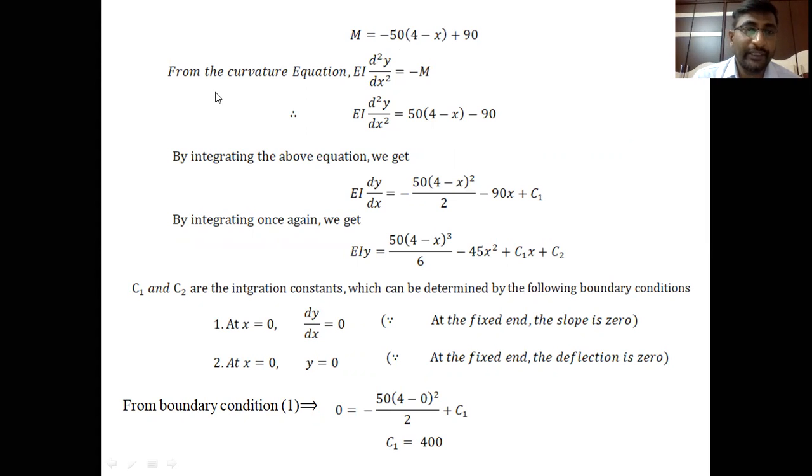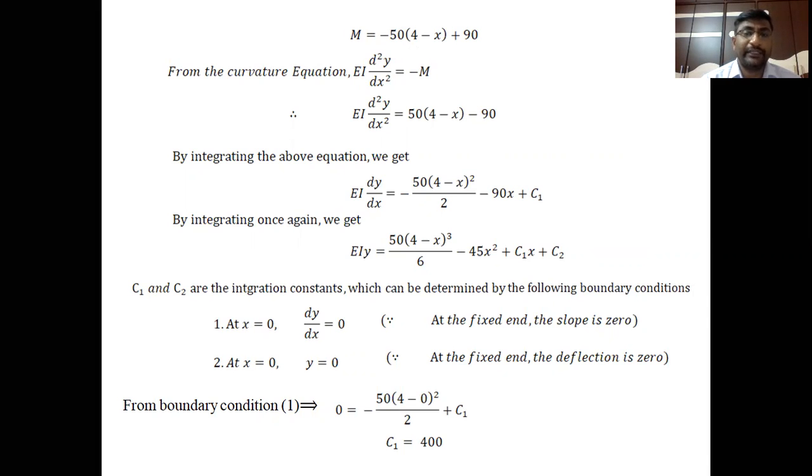Okay, clear students? So from the curvature equation, what is the curvature equation? EI d square y by dx square is equal to minus M. This is the fixed equation for all the beams. Whatever the beam, whatever the load given in the problem, we have to take this equation as the curvature equation.